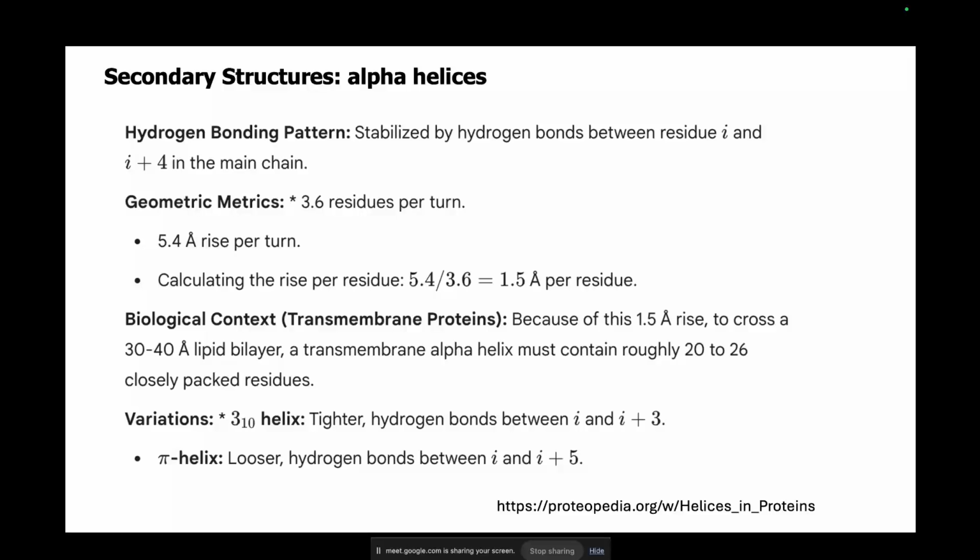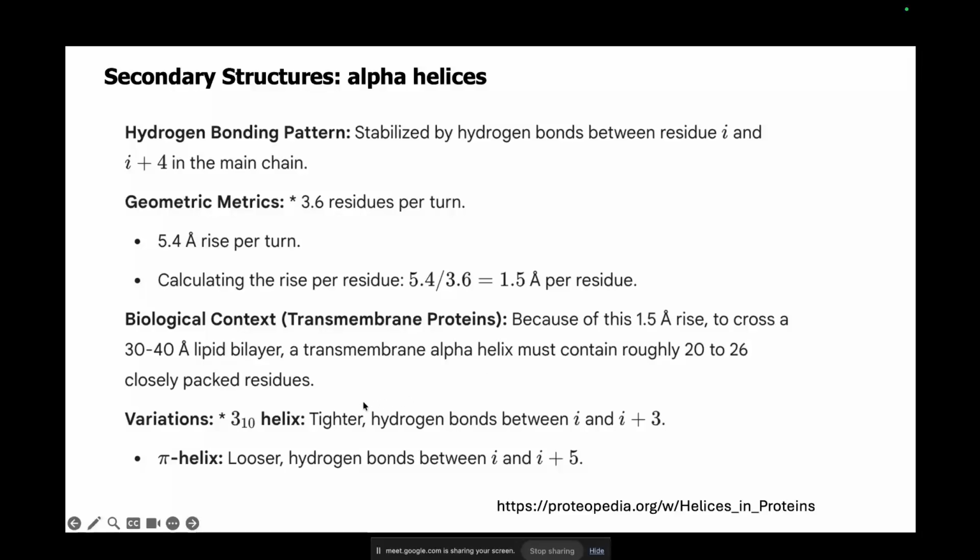So if you know it's a transmembrane protein, you know that there need to be hydrophobic residues, and if it's a transmembrane alpha helix, because it is 1.5 angstrom per residue along the length of the helix, you need around 20 to 26 residues inside the transmembrane region of the protein to actually be a functional protein like that.